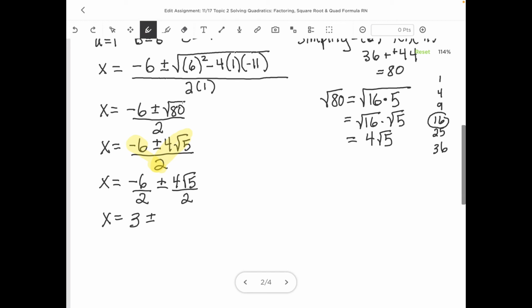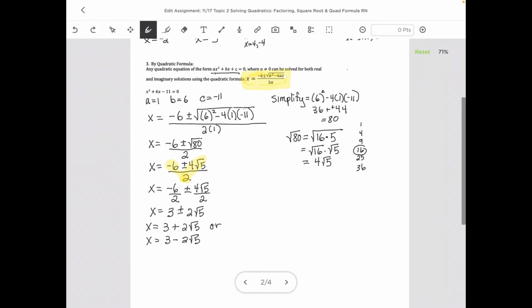Negative 6 over 2 is 3. 4 divided by 2 is 2. They're both outside the radical. So our two solutions are x equals 3 plus 2 square root 5, or x equals 3 minus 2 square root 5. Or you can leave it as the plus or minus symbol. And that is solving with the quadratic formula.